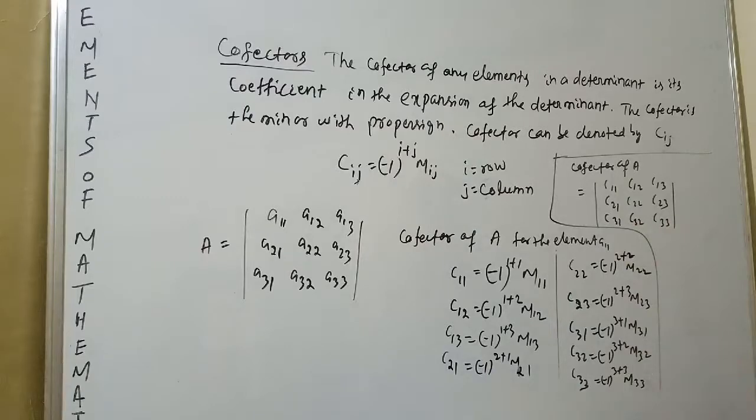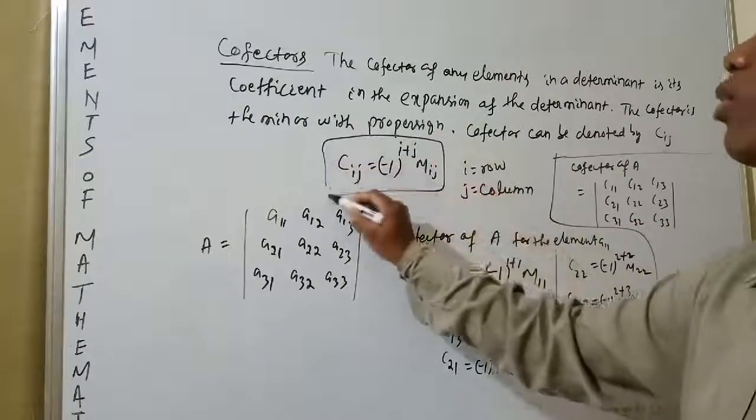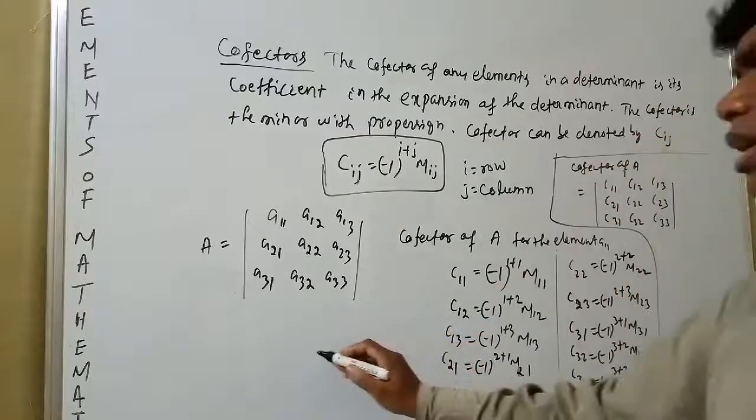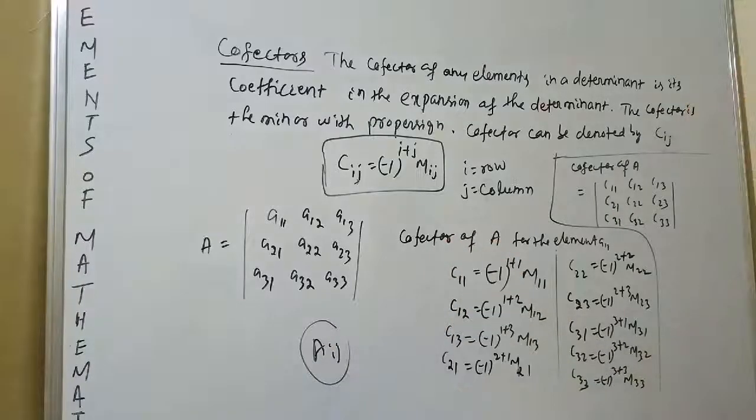This is the cofactor and this formula is used for cofactor. In some books it is given that cofactor can be denoted by Aij, but in your book it is given that cofactor is denoted by Cij. This is the minor and cofactor of the determinant.